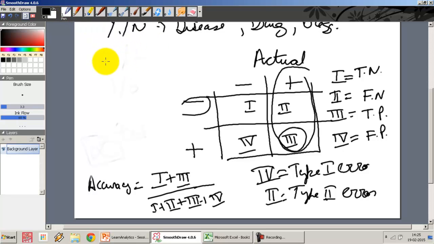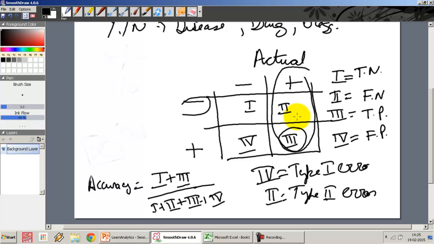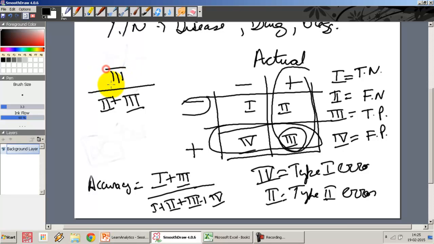Okay, so we're back. So we've covered over here sensitivity is percentage of actual positives testing as positives. So what are the actual positives? Actual positives are quadrant 2 and quadrant 3. So this is this column over here, which is the actual positives. So total number of positives is quadrant 2 plus quadrant 3. And how many are actually testing as positives? That is this row over here. But over here only the quadrant 3 is overlapping between them. So percentage of actual positives actually testing as positive is only 3. So this percentage gives us the sensitivity of a test.